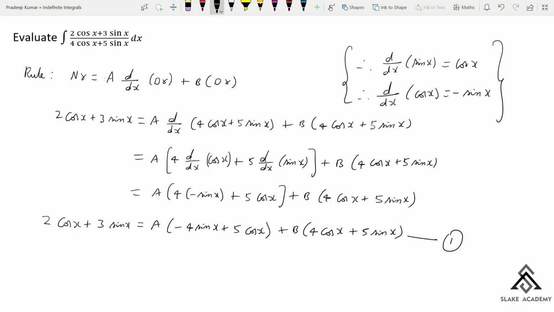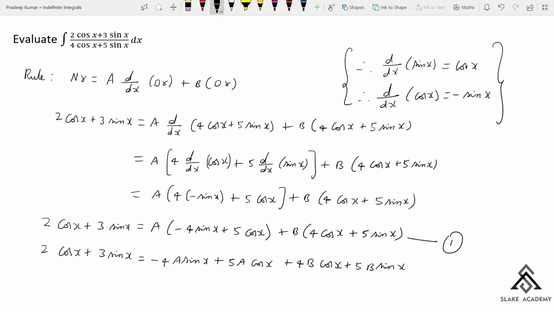Now we'll compare the left hand side and right hand side coefficients of sin x and cos x, then we'll solve so that we can get the a and b values, with which we can further solve this question. So I'll just distribute the a inside first. I can write 2 cos x + 3 sin x equals minus 4a sin x + 5a cos x plus 4b cos x + 5b sin x.